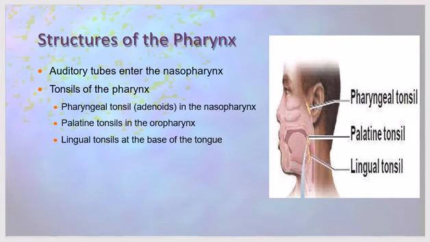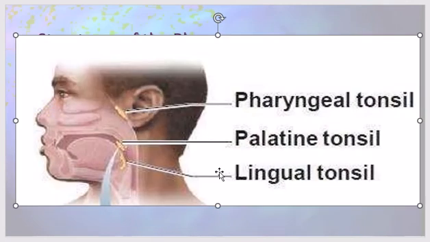Coming to the next structure of the pharynx. Now coming to the structure of the pharynx, the auditory tube enters the nasopharynx area. The tonsils of the pharynx are of three parts: pharyngeal tonsil, palatine tonsil, lingual tonsil. What do these parts do? First of all, we have to understand with the help of the diagram. The place of your pharyngeal tonsil is just behind your nose.